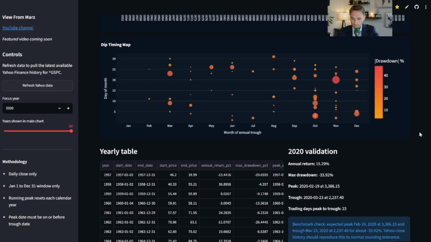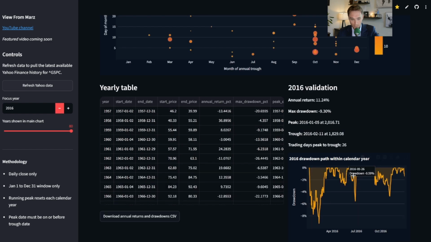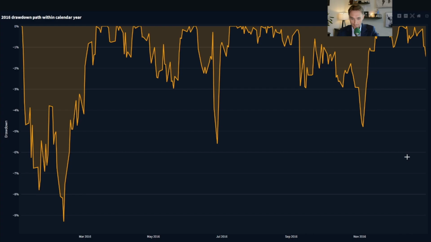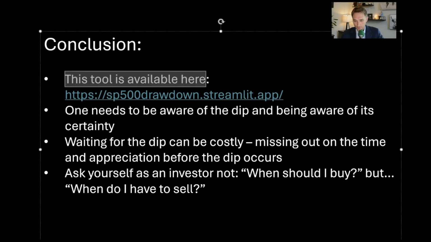Okay, the last part here of the chart is you can download the data yourself. Again, this is the focus year. If you want to look at what 2016 looked like, here's what the 2016 drawdown chart looked like. All right, so let's conclude here for a moment. Let's summarize, right? First of all, this tool is available. I'll have it in the description.